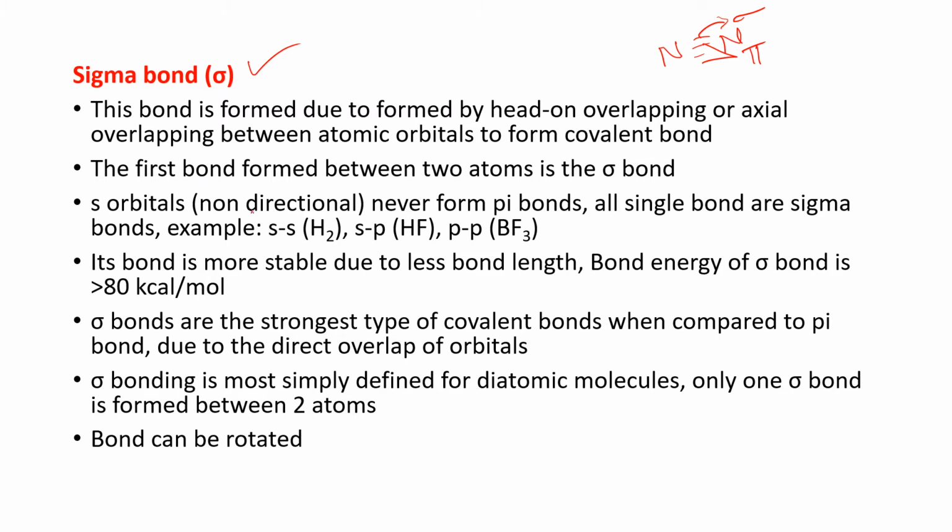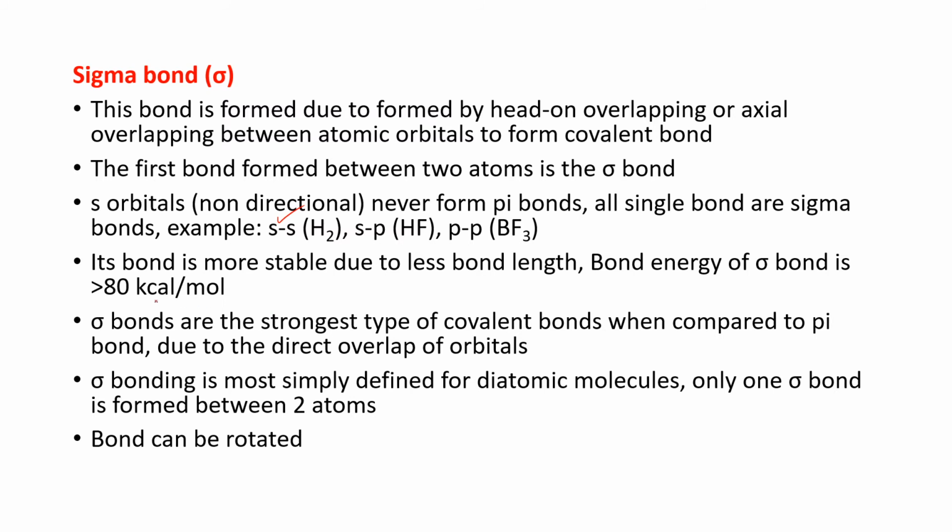The s orbitals, which are non-directional, never form the pi bond. For example, if one orbital is s, and another orbital is p, then between the s and p, the sigma bond will be formed, not a pi bond. Okay. So whenever you see the s, there is a formation of the sigma bond. All single bonds are sigma bonds. For example, the bonds that may be formed between s and s orbitals, or s and p, and p and p. In this case you will see only single bond formation, only the single sigma bond.